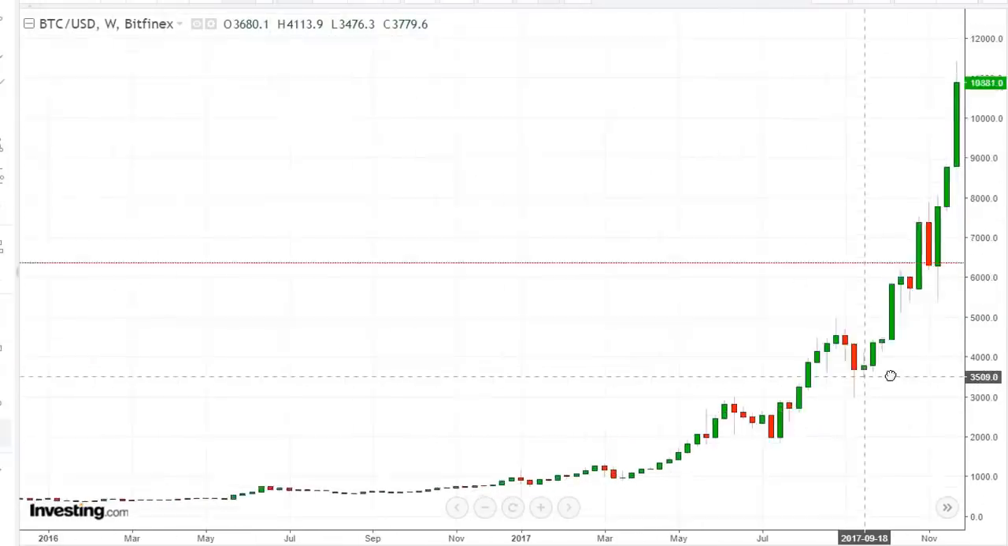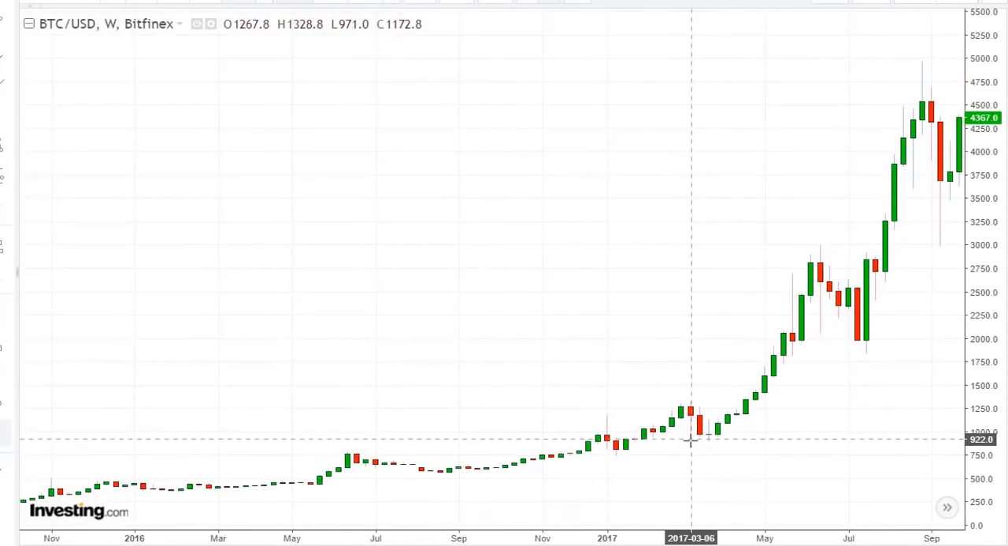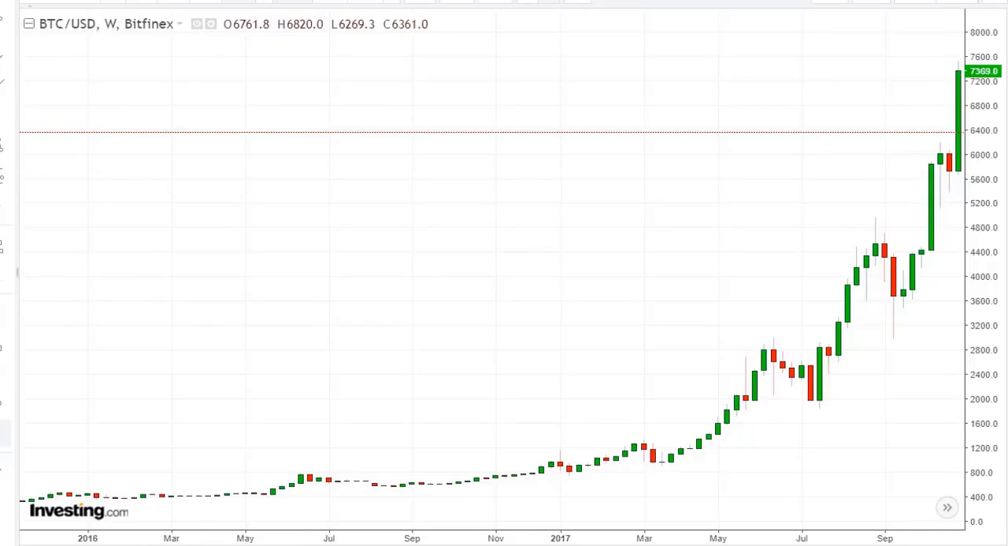Like if you go back through here, you see through here, as Bitcoin was starting to make these higher lows, and higher lows, who's in control of this weekly chart? Buyers. So therefore, where are the highest probability trades? With the underlying directional trend.